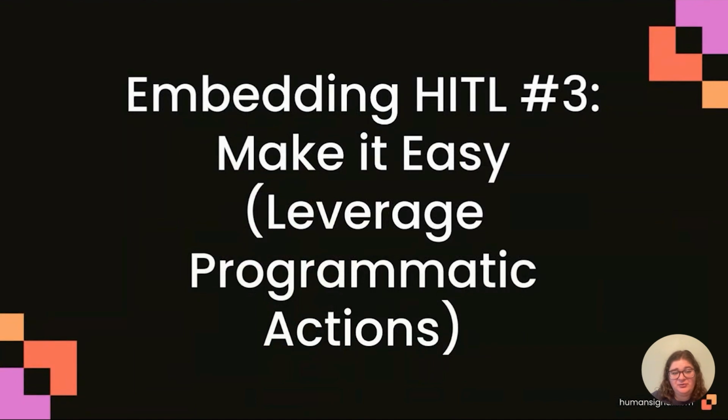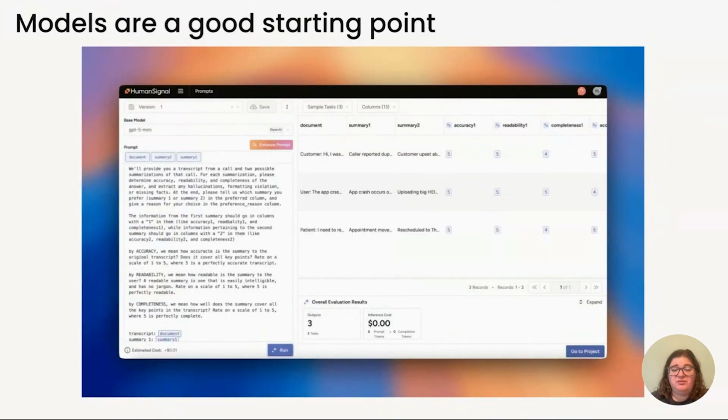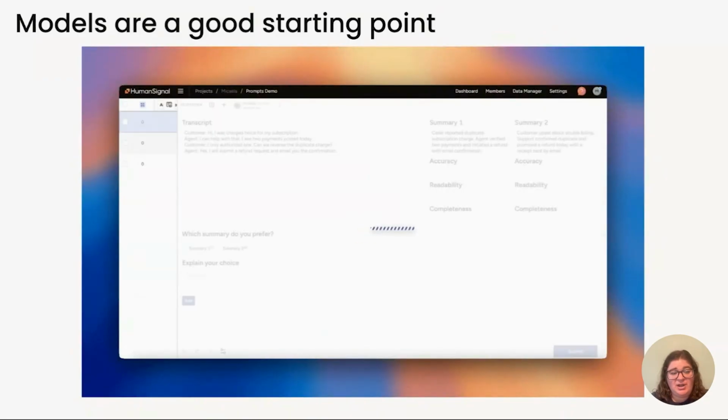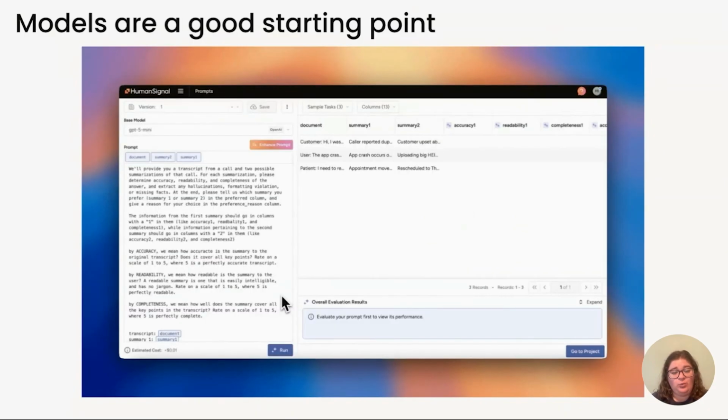My third tip for you is to make it easy and to leverage programmatic actions. Models are a great starting point, especially if you're trying to evaluate the LLM as a judge framework. In this little screenshot, it shifted away pretty quick, but it's a GIF, so it will rotate in just a second. We're using a tool in Label Studio called Prompts, which allows you to run LLM evaluations on your existing data in Label Studio, all in one place.